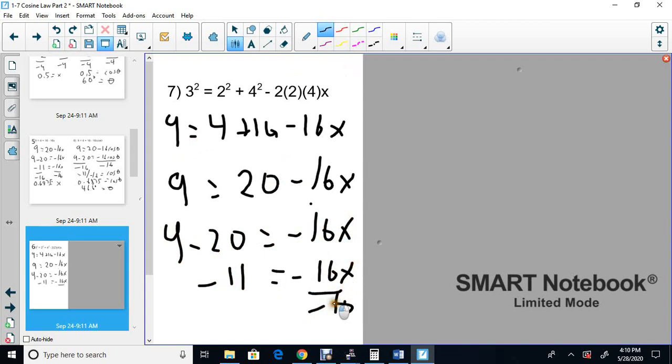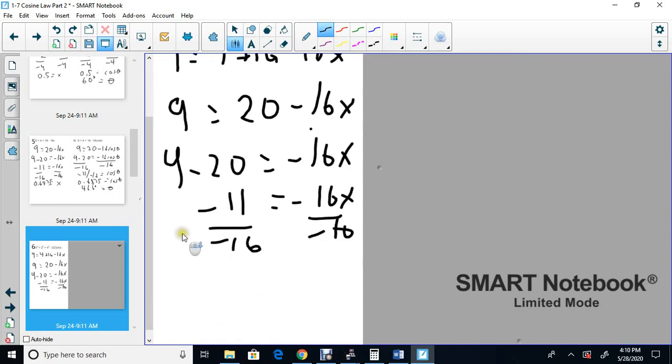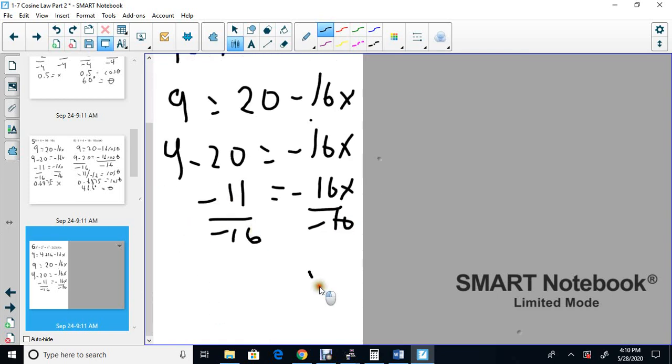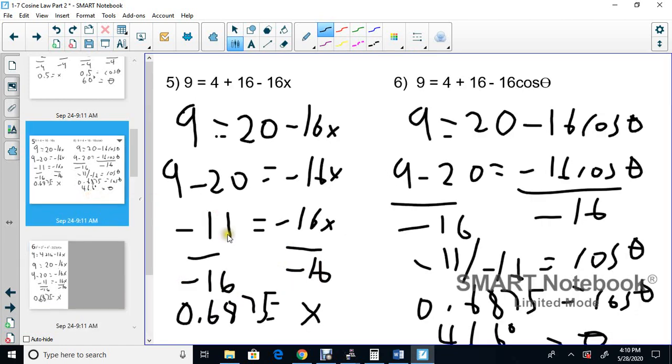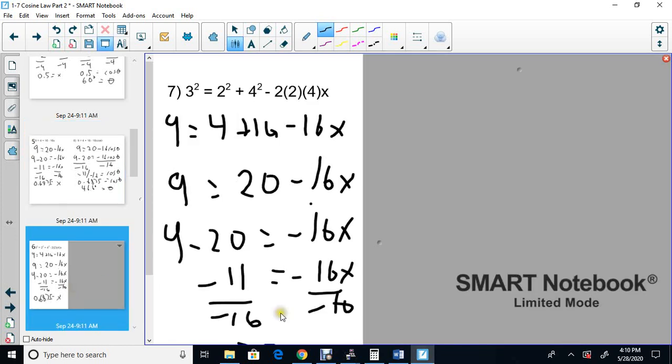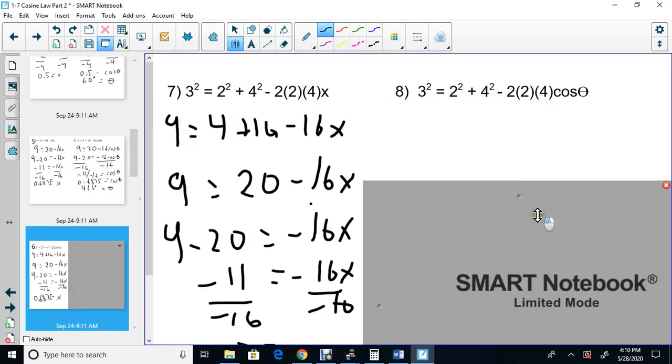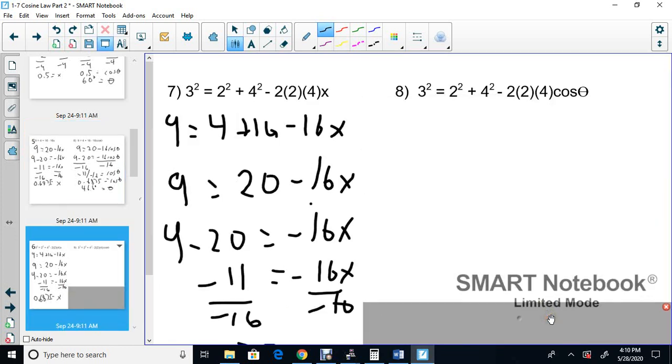Divide by negative 16. It's the exact same one as the one before. So when you use your calculator, you get x equal to 0.6875. I just peeked on the other slide. I knew when you divide that, you get 0.6875.